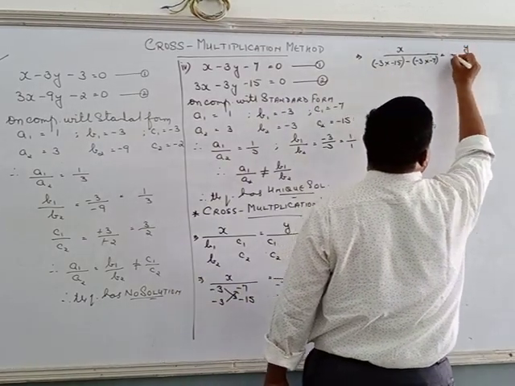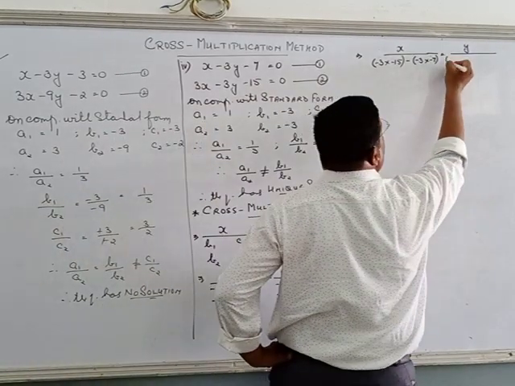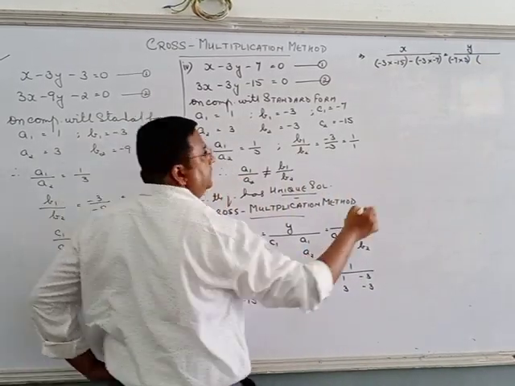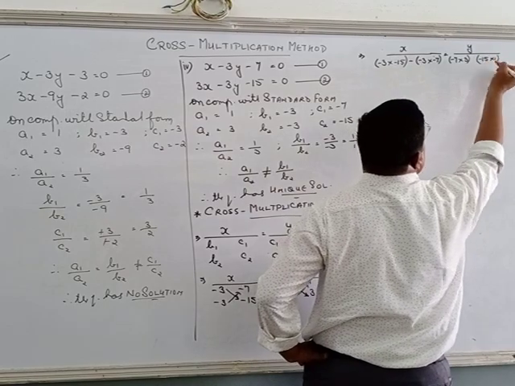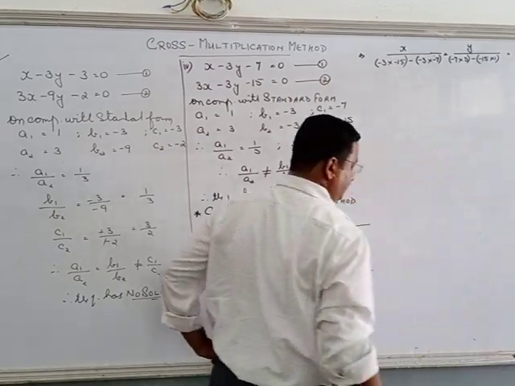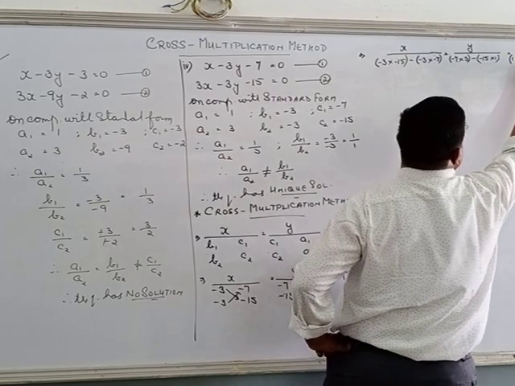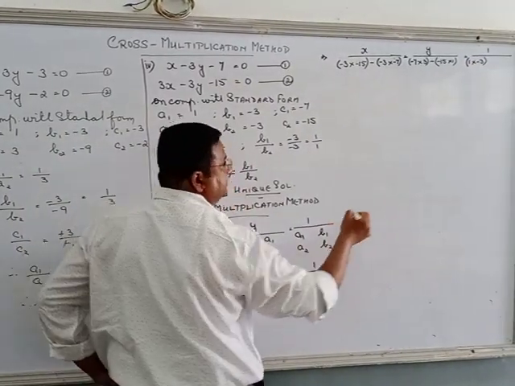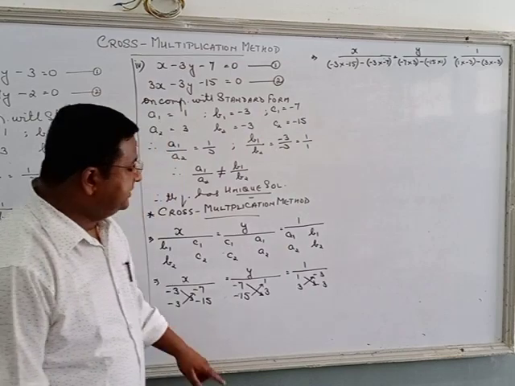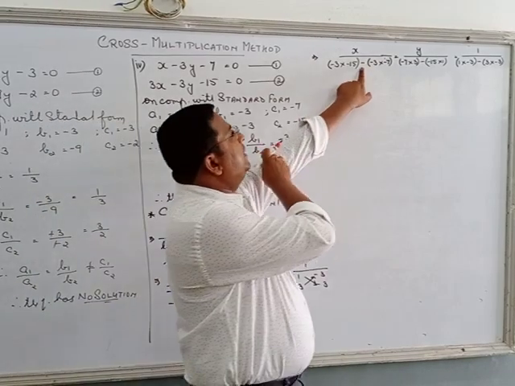Equals y upon, again same process, minus 7 into plus 3, and minus 15 into 1. In between, minus sign. Equals 1 upon 1 into minus 3, and 3 into minus 3. You can see in between minus sign. Always remember the pattern: from top to bottom, from bottom to top, and in between minus sign.